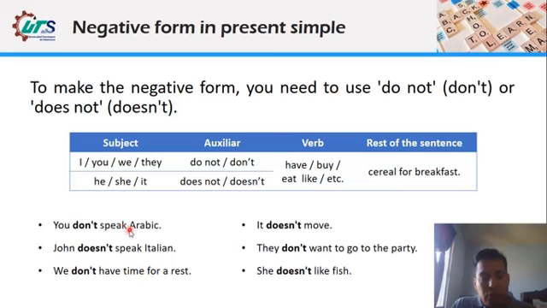You don't. John doesn't speak Italian. In this case, John is he. He doesn't. John doesn't speak Italian. We don't have time for a rest. We use do not. It doesn't move. It uses doesn't move.